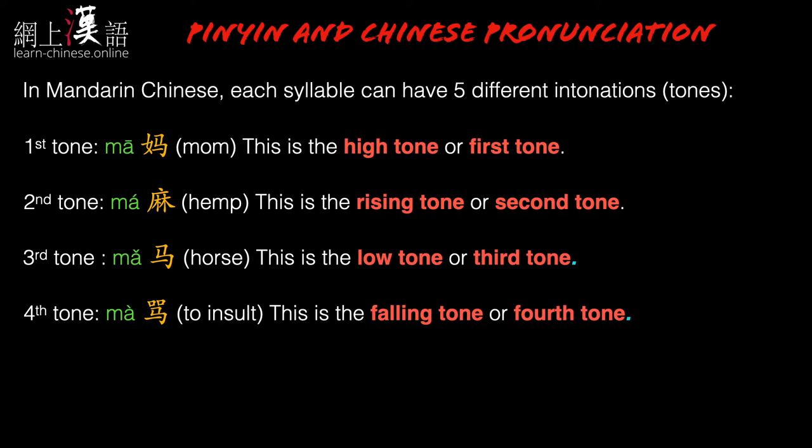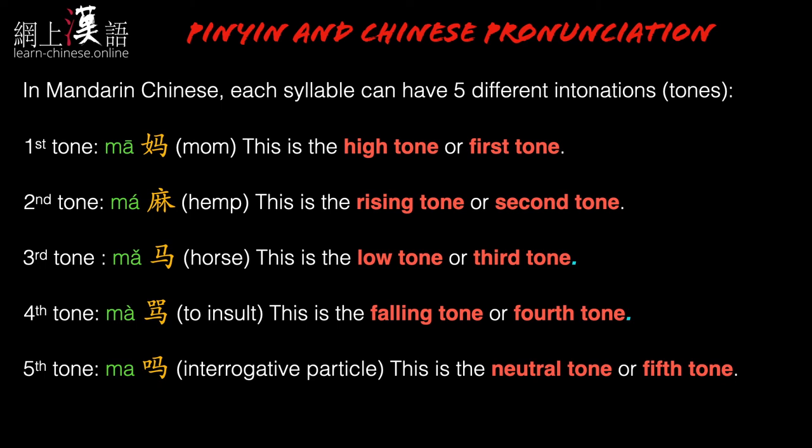Repeat after me. Ma. And the same syllable with no intonation, ma, which is a particle added at the end of a sentence to form a question. It is called the neutral tone or, much more rarely, the fifth tone. Let's repeat once again the five intonations.